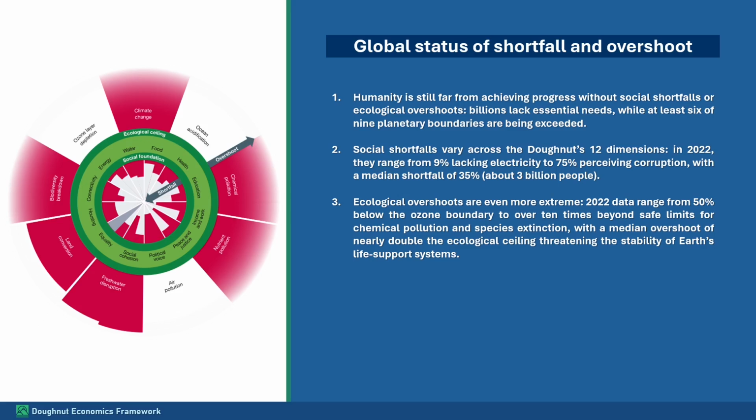The transgressions of critical Earth system processes revealed by planetary boundaries science are concerning, given that these processes underpin the stability of the Holocene-like conditions on which all life fundamentally depends. In the next chapter, we will discuss the evolution of social shortfall and ecological overshoot in the first two decades of the 21st century.